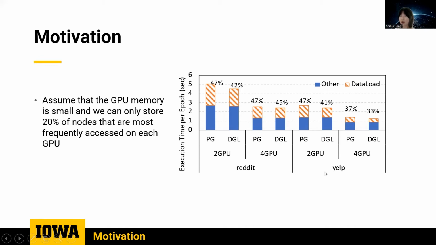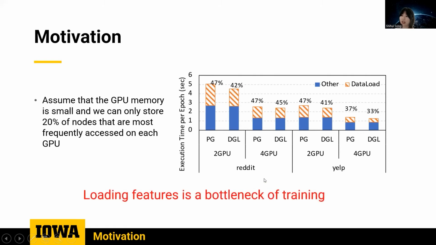And the results are similar on Reddit. So we can find that loading features is a bottleneck of training.